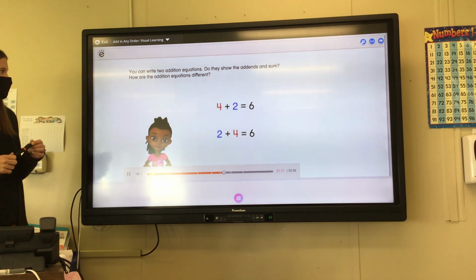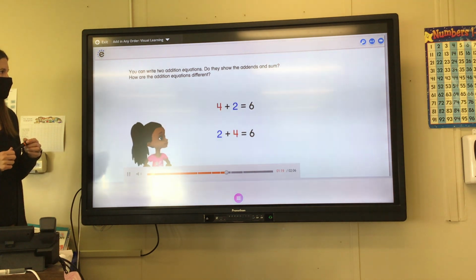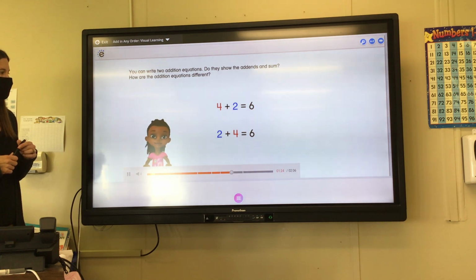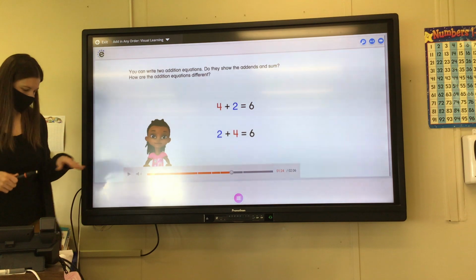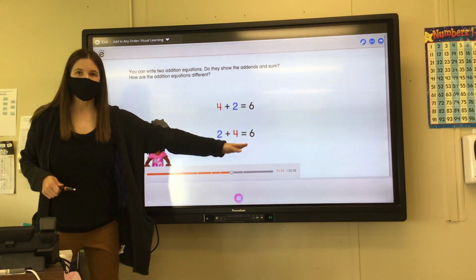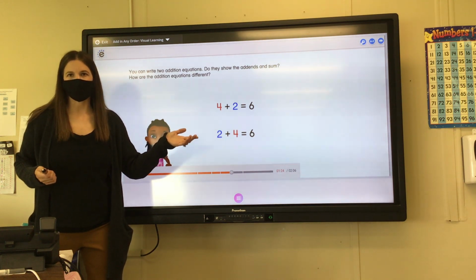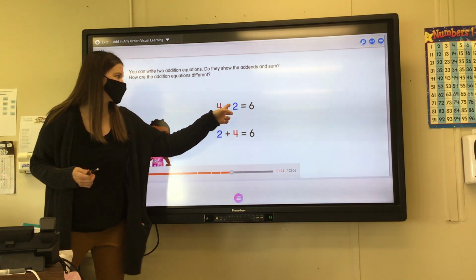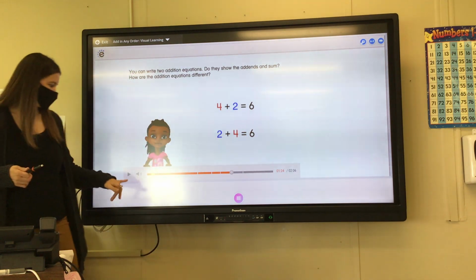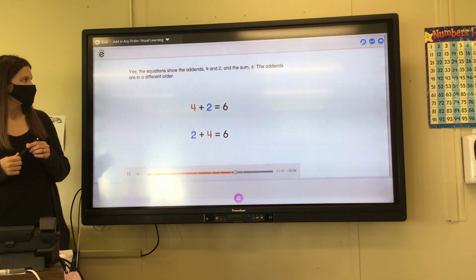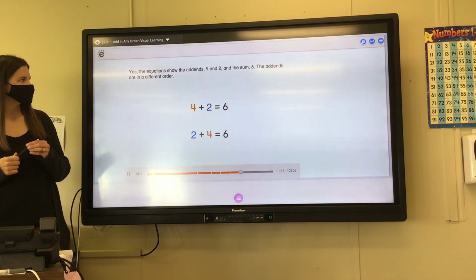You can write 2 addition equations. Do they show the addends and sum? How are the addition equations different? Okay, so they show the sum, right? But they're different because the order is written in a different order, but it still has the same sum. So 4 plus 2, 2 plus 4, both equal 6. Yes, the equations show the addends 4 and 2, and the sum 6. The addends are in a different order.